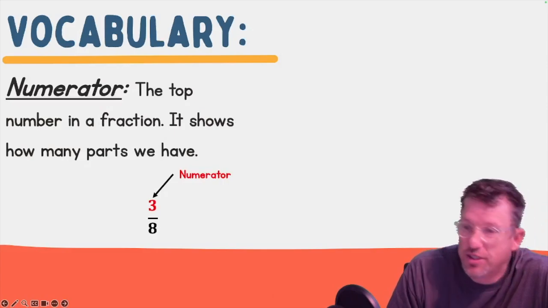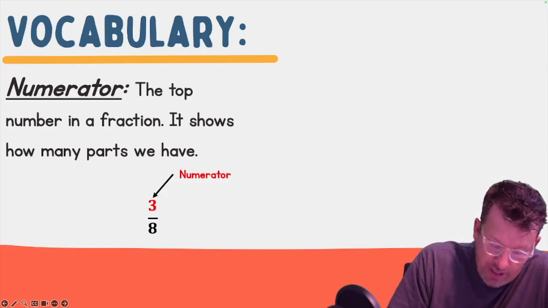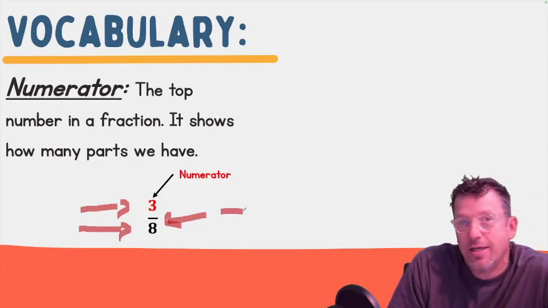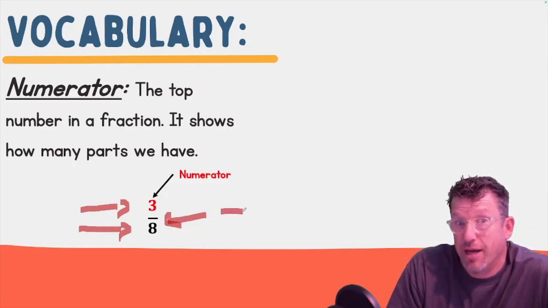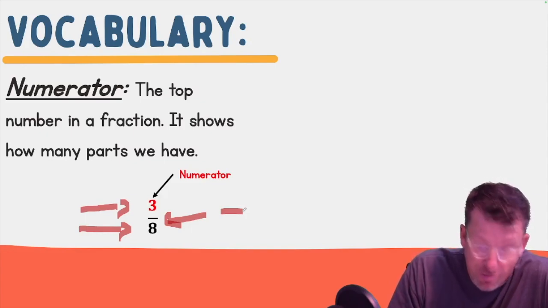Okay, the first one is the numerator. When you're looking at a fraction, it's simply the top of the fraction. So a fraction has a number on top, it has a number on the bottom, and then it has a symbol in between, that bar. And that bar really just means divided by. And you could say 3 divided by 8, you could say 3/8, you could say 3 out of 8.